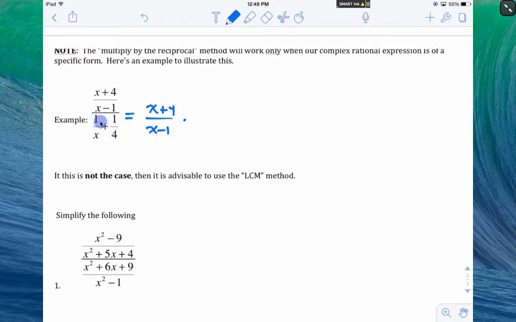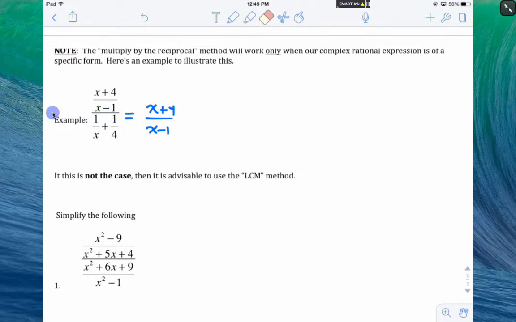Now, what's the reciprocal of 1 over x plus 1 over 4? I will tell you, the reciprocal of this is not going to be x over 1 plus 4 over 1. That is not going to be the case here. No, no, no. So in order to find the reciprocal of this denominator, what we first need to do is write this denominator as just a single fraction.